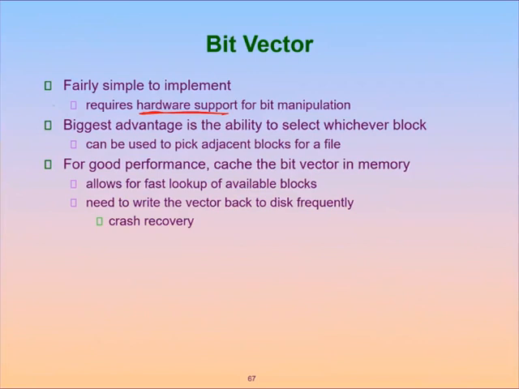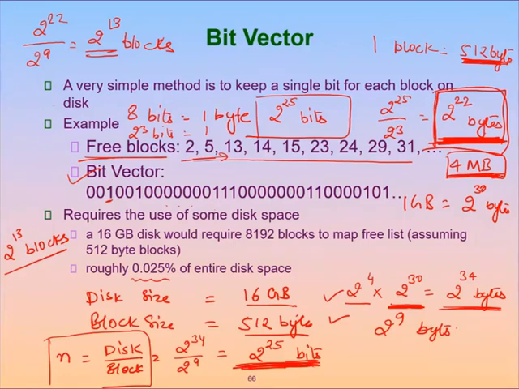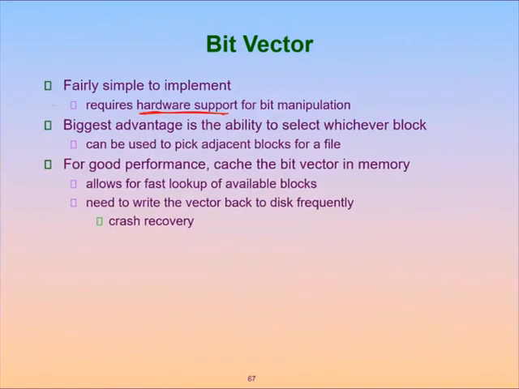And the biggest advantage is the ability to select whichever block can be used to pick adjacent blocks of a file. So for example, if you want three adjacent blocks to be free, you can search in this vector and find that these are the 3 consecutive blocks that are available for use, and you can do a continuous allocation in these locations. All right, so this is also an advantage.